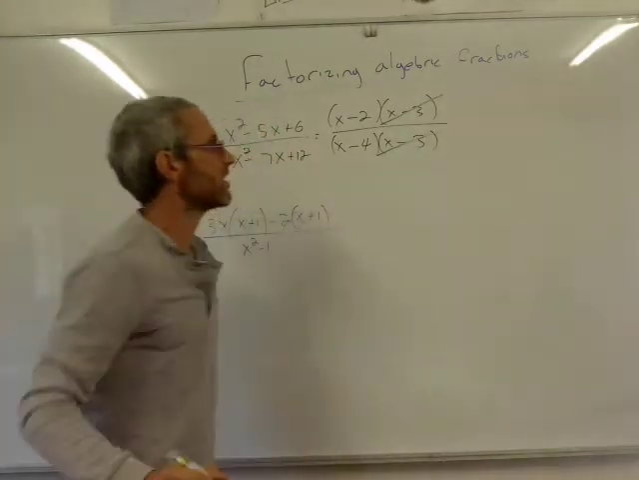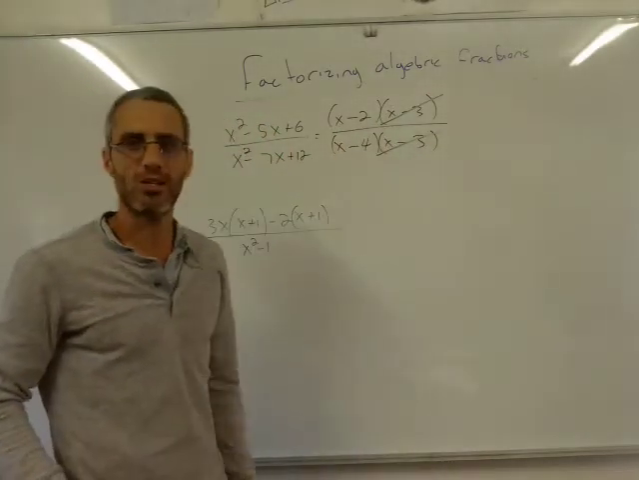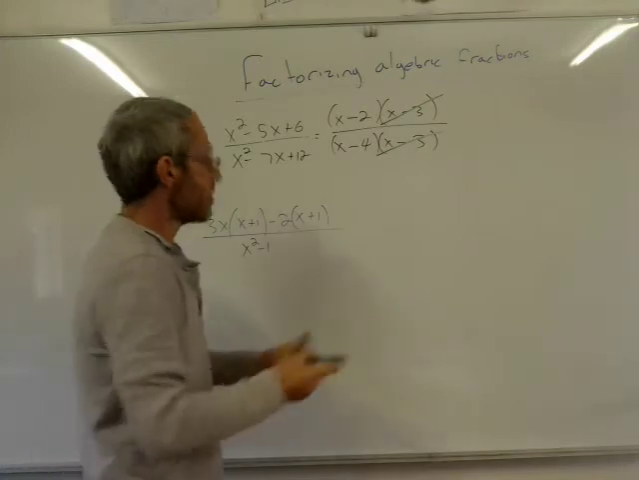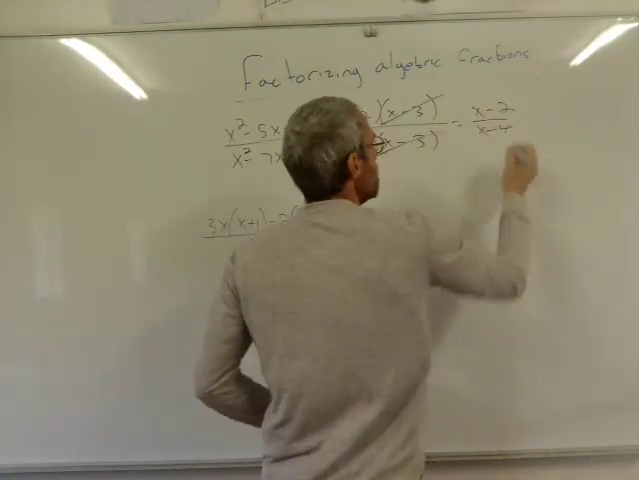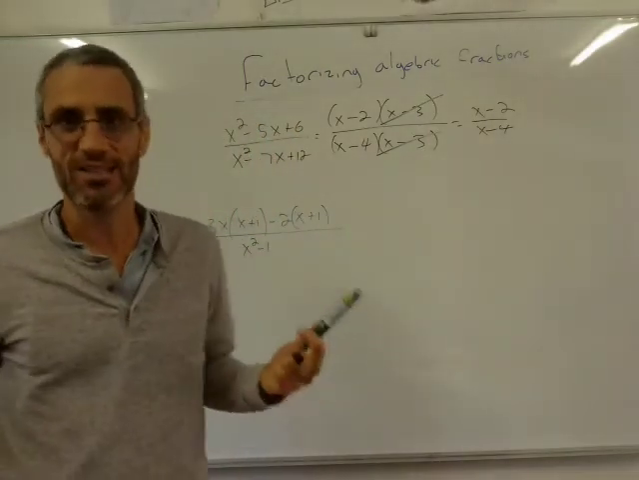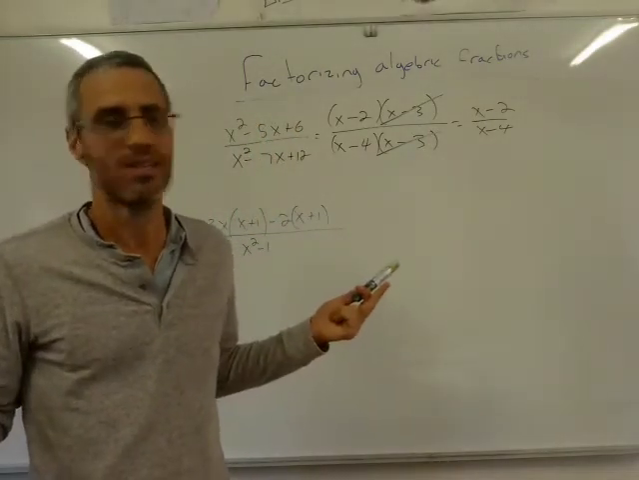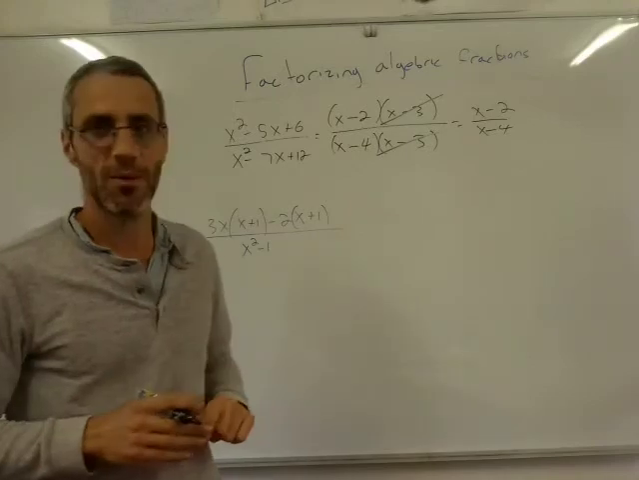Now I can cross cancel because I've multiplied these two terms. And the answer is x minus 2 divided by x minus 4. Now at this point, there's nothing else I can do, so I'm just going to leave it like that. That's as simplified as it can be.